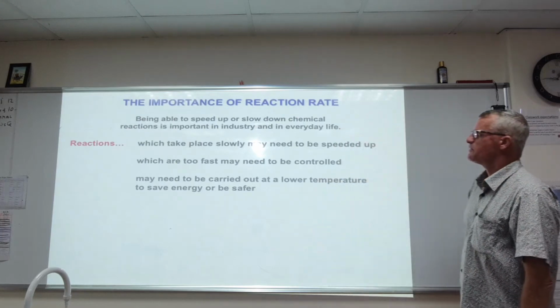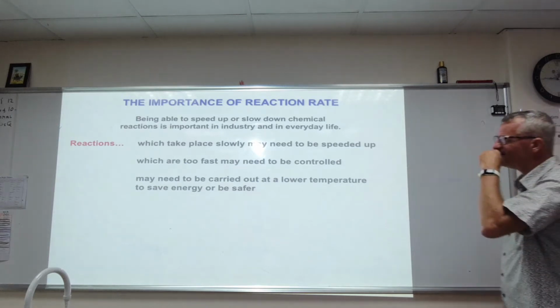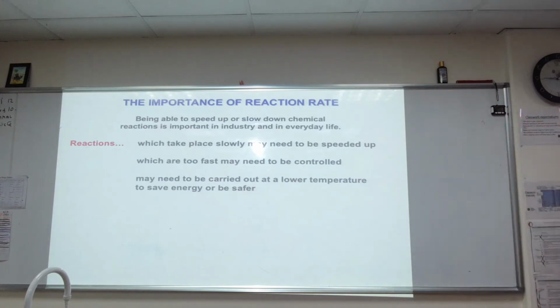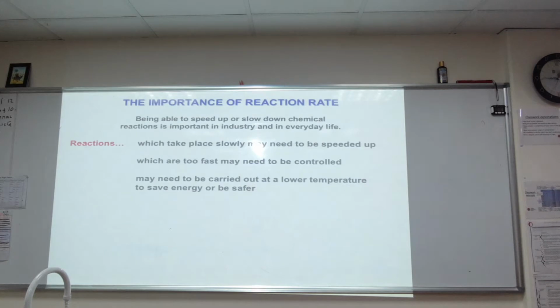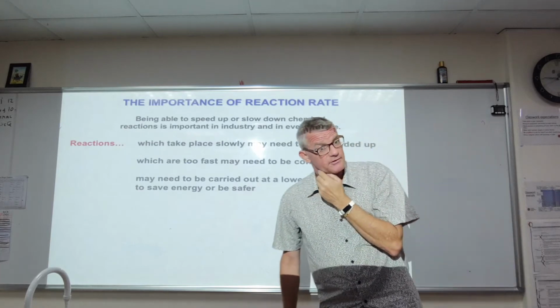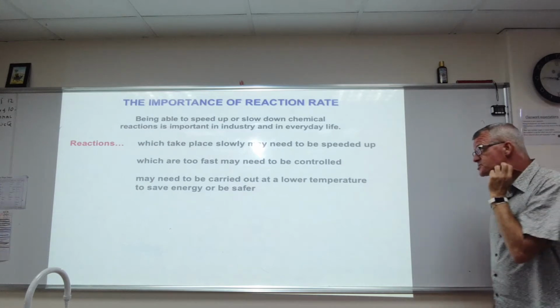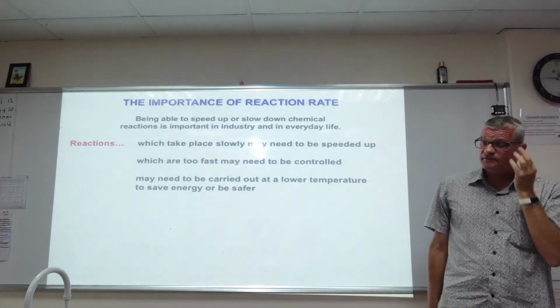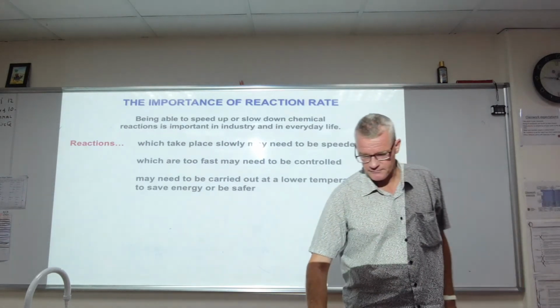Okay, what are we looking at? We're going to see how we can increase the rate or decrease the rate of a reaction, some of its importance in everyday life. Some reactions can take place slowly, but we can speed them up. And some reactions are actually too fast and they need to be slowed down. And some reactions can be carried out at a lower temperature, which is more beneficial as energy costs a lot of money.